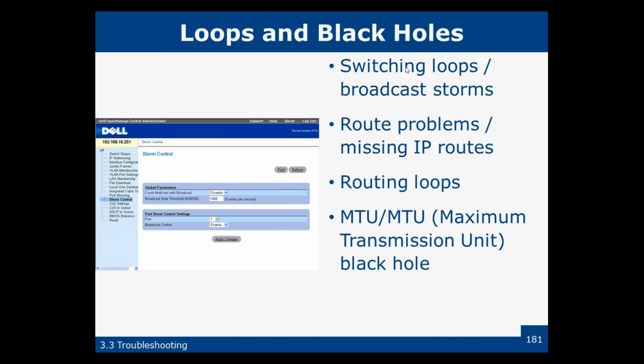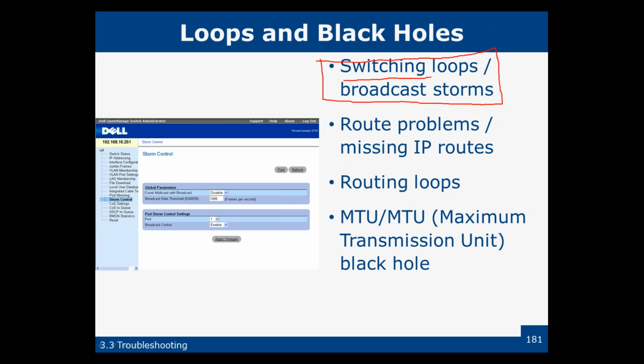Loops and black holes. Switching loops. I did the little demo, and hopefully that made some sense on the switching loops. If we get switching loops and broadcast storms, it's going to shut things down. The thing that stops switching loops is the protocol that we use there, spanning tree.